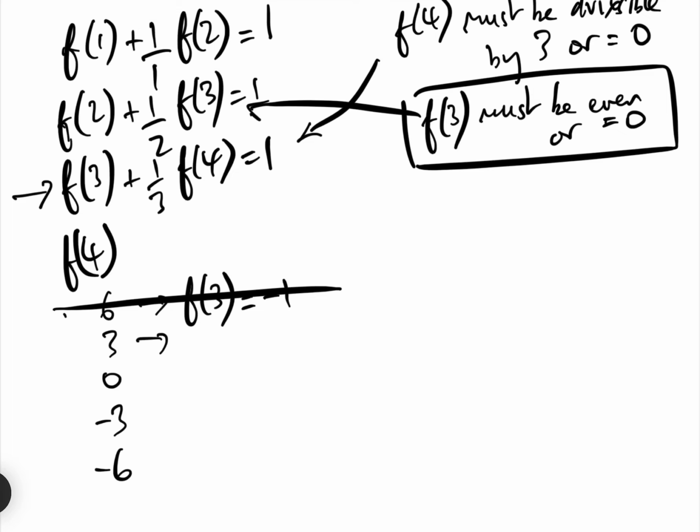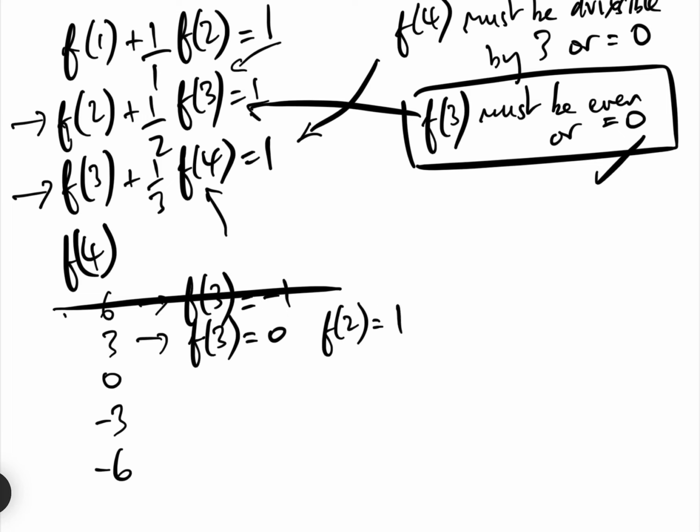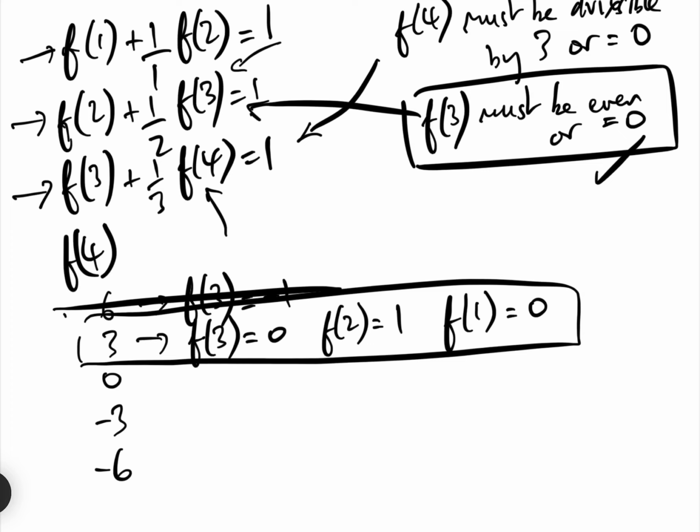What about when f of 4 is 3? Well, if f of 4 is 3, then a third of f of 4 is 1, therefore f of 3 must be 0, which is fine. F of 3 can be 0. If f of 3 is 0, that means that half f of 3 is 0, which means f of 2 must equal 1 in order to satisfy this. And if f of 2 equals 1, then f of 1 must be 0. But that is a possible solution, so we have found one possible function.